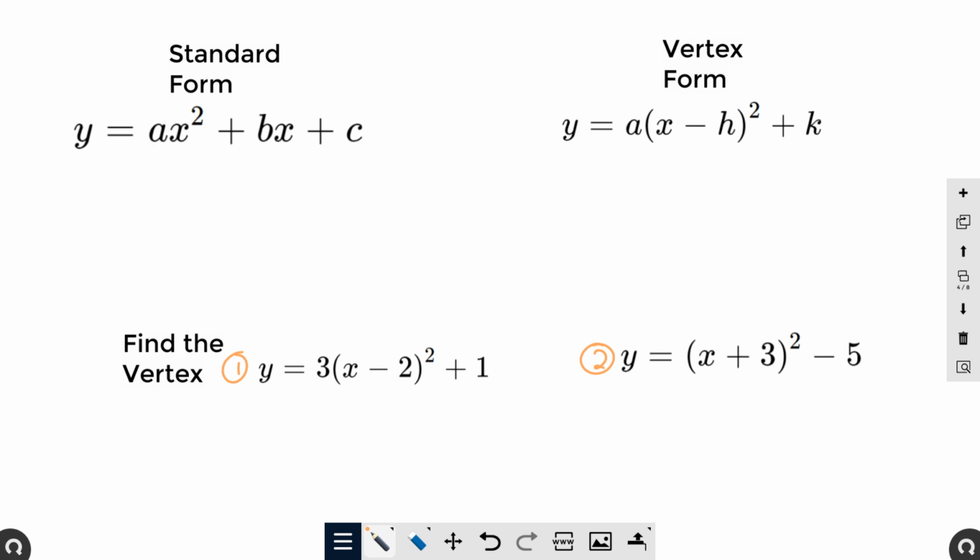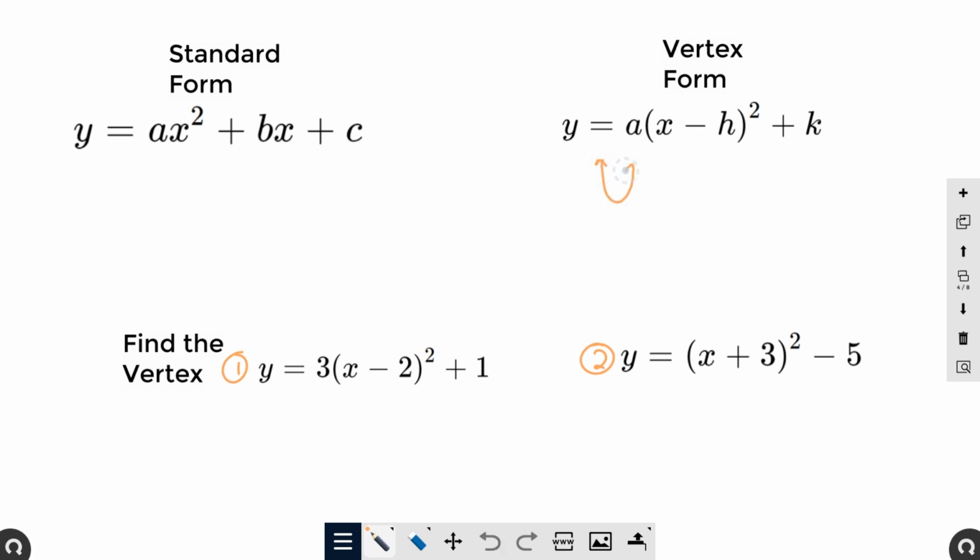So in this vertex form, it will actually tell the vertex of the graph. Now, a quadratic graph looks like what? It looks like a U shape, right? And that U shape can open up or it can open down. So the vertex is either the highest or the lowest point on the graph.